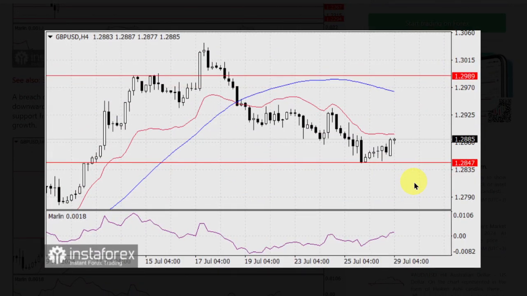On the 4-hour chart, the price is consolidating above the support level of 1.2847. The Martin oscillator is starting to move sideways along the neutral zero line. The price showed progress below the balance indicator line, which indicates a bearish bias. In addition, the MACD line has turned downward, showing a short-term bearish trend.